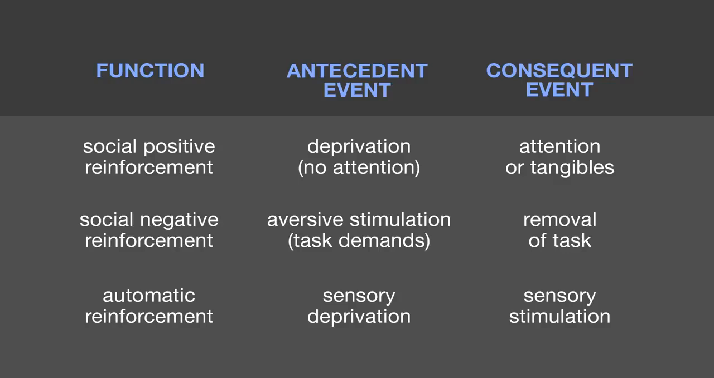In other cases, problem behavior may be maintained by the opposite, and that is social negative reinforcement. That is escape from task demands. And finally, it's possible that problem behavior could be maintained by automatic reinforcement. That is, the behavior produces its own sensory reinforcers. So that's sort of like the general account of the functions of problem behavior.